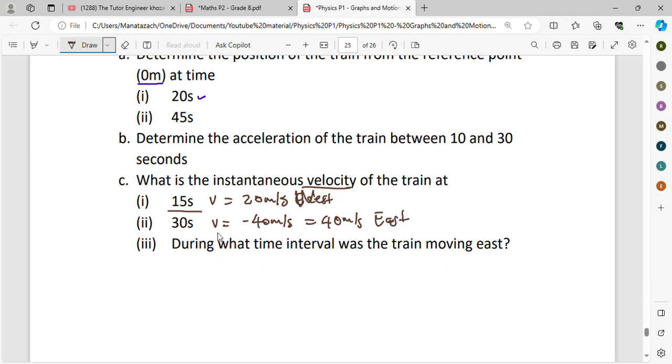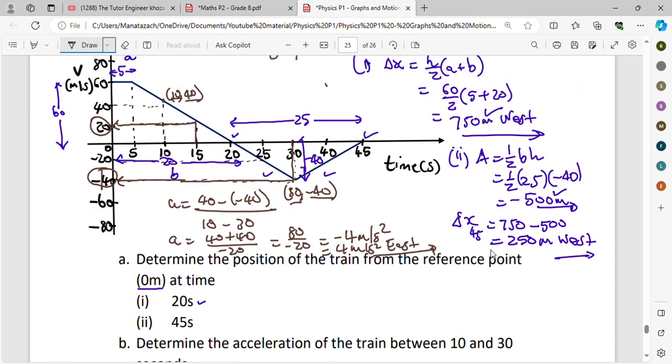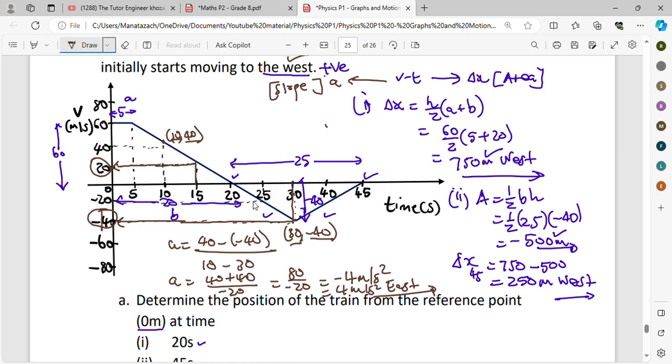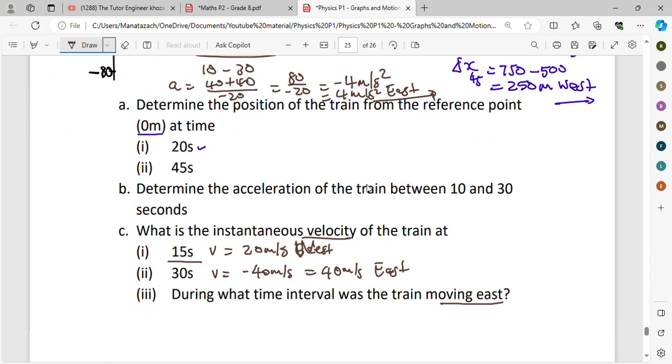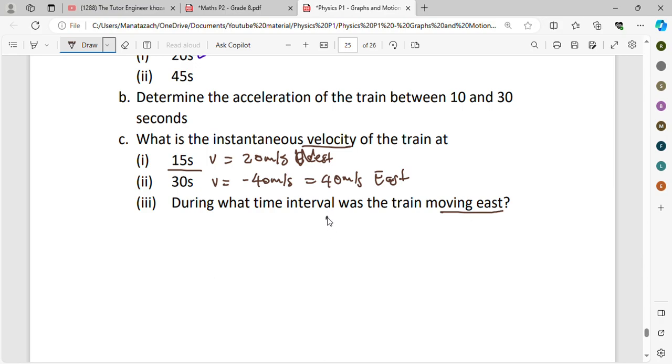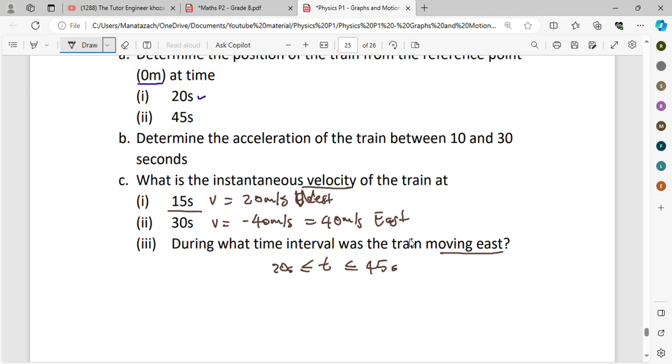And then the last question is: during what time interval was the train moving east? Basically they're asking us when the velocity was negative. We know that the graph is negative from 20 seconds. This entire part of the graph is negative up until 45 seconds. So our answer here is going to say the time is between 20 seconds and 45 seconds. So that is going to be the answer.